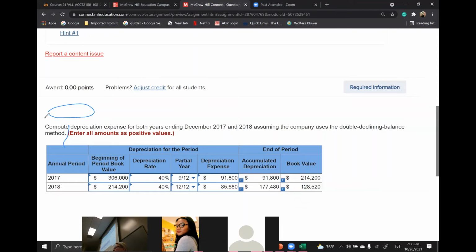Okay, when it asks you your accumulated depreciation, what are we doing? We're adding that new amount, that 85,680, we're going to add that to the 91,800 because I'm also crediting that account, so it's getting added. So it's going to be 177,480 that I've depreciated so far for the first 2 years that I've had it. And the book value is now going to be 128,520.